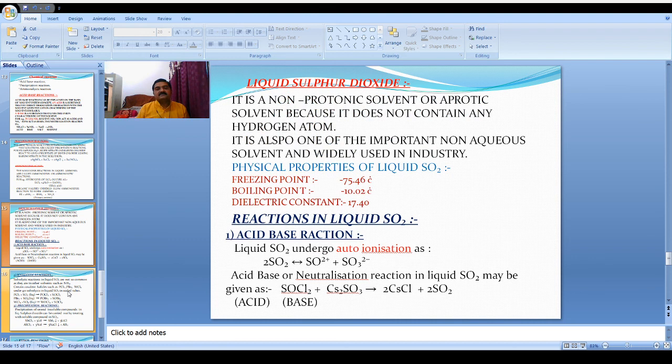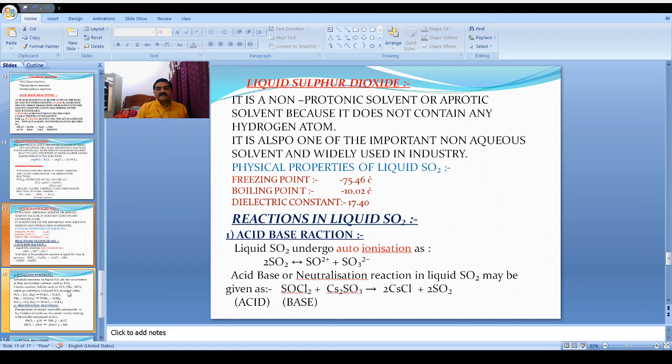Then the next, liquid sulfur dioxide. It is also a non-protonic or aprotic solvent because it does not contain any hydrogen atom. It is also one of the important non-aqueous solvents and widely used in industry. The physical properties of sulfur dioxide: freezing point minus 75.46 degrees Celsius, boiling point minus 10.02 degrees Celsius, and dielectric constant 17.40. Here I am taking the most important reactions which will be asked in the examination.